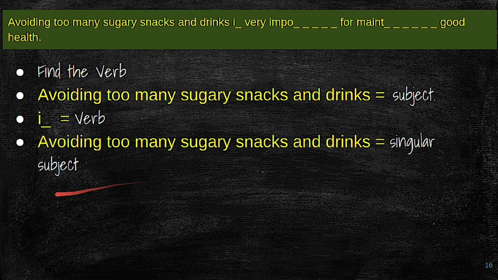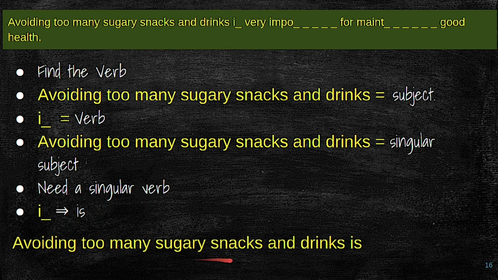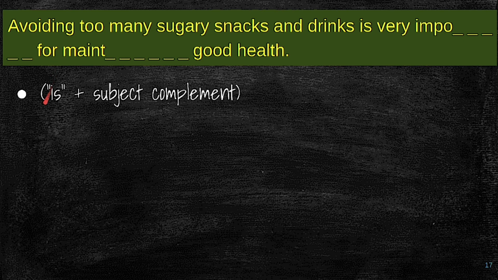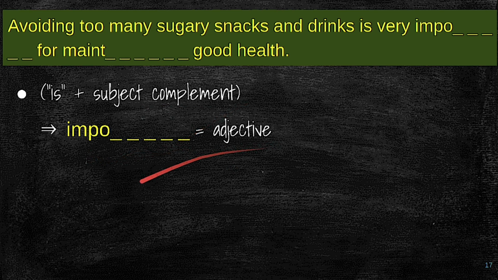Therefore, the verb must be singular because a gerund phrase takes a singular verb. Missing verb is. Now we have avoiding too many sugary snacks and drinks is very important. The verb needs a subject complement, and the adjective that fits the meaning is important.